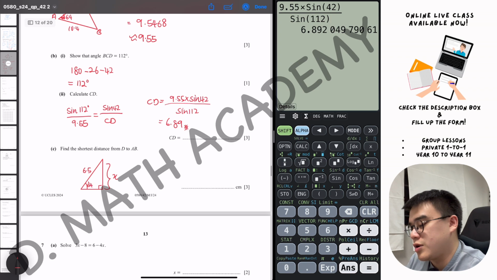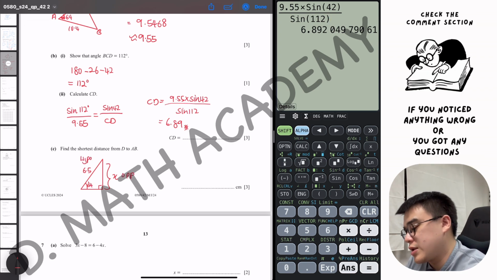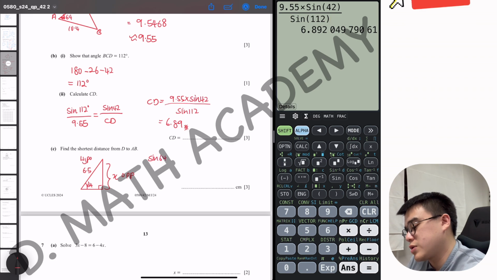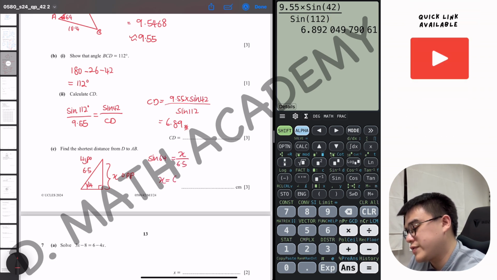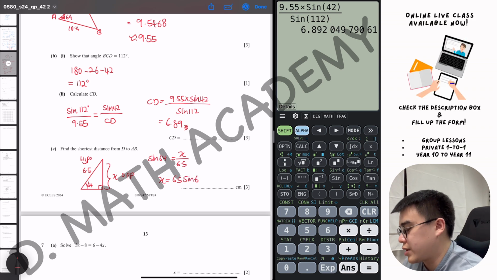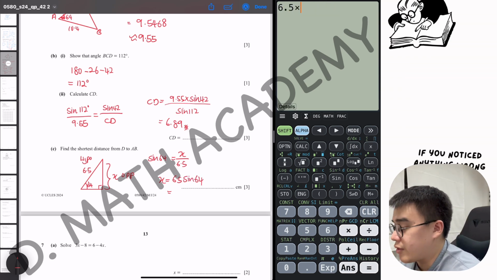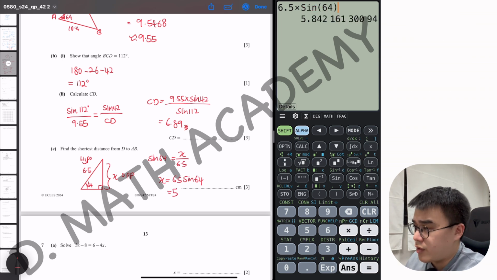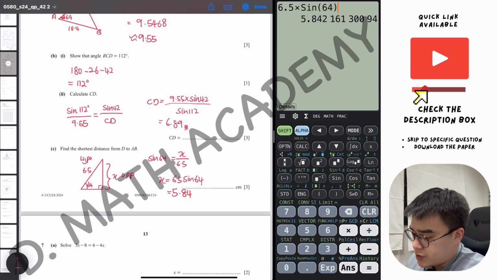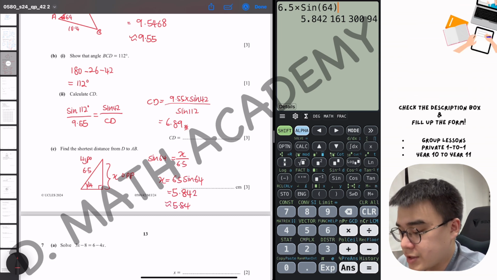So this is actually opposite. This is your hypotenuse, which means sine 64 equals x over 6.5. X is basically 6.5 sine 64. You'll be able to get your answer, 6.5 times sine 64. So your final answer here is 5.842, which is 5.84 after correcting it to 3 significant figures.